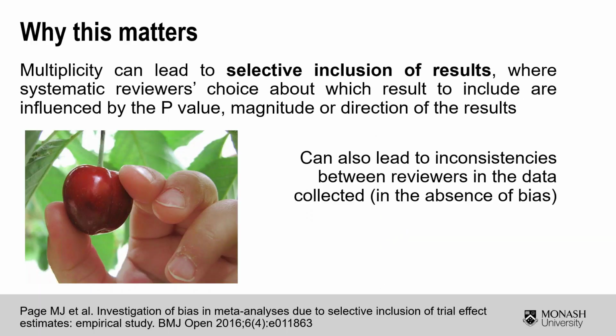Well, if you have a multiplicity of results for a particular outcome in the included studies, this can potentially lead to selective inclusion of results by the review authors, whereby the systematic reviewer's choice about which result to include is influenced by the p-value, magnitude, or direction of the results. So in other words, it could lead to the authors cherry-picking data to extract from the study to include in their meta-analysis to maximize the chance of producing a meta-analysis that has a result that confirms their prior hypothesis. Multiplicity can also lead to inconsistencies between reviewers in the data collection, particularly if you don't use a data collection form that has a lot of guidance on which particular results to extract. You might end up with quite a mess of data between the 2 reviewers who are looking at the same study.